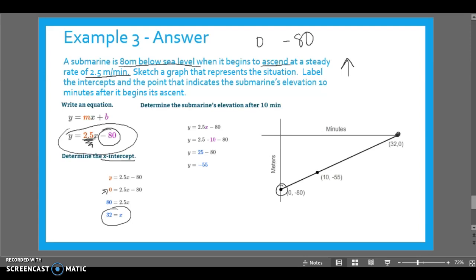Okay. To determine the submarine's elevation after 10 minutes, you're just going to plug in 10 for x. Okay, and then solve. So that's how you get 10 and negative 55.